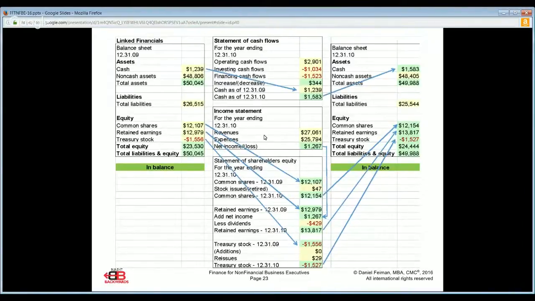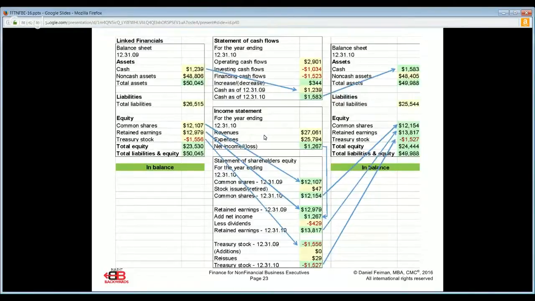Investing cash flows show a negative. That means the company was buying new long-term assets, usually a good sign of growth. The financing cash flows show a use. So either that was repaying debt, paying cash dividends, or buying back shares. The increase in cash was 344.